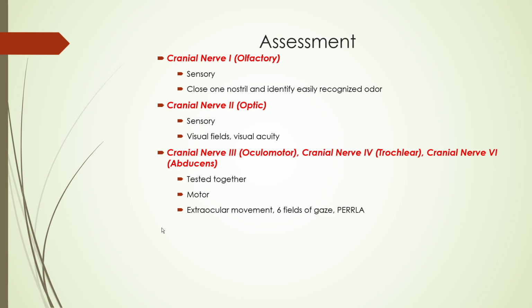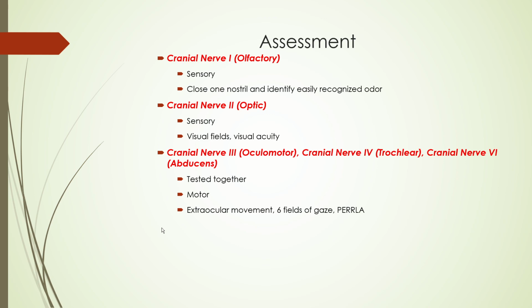So 3, 4, and 6 are typically tested together. They're motor and they are related to the extraocular movements. This is the cardinal fields of gaze, where you have your finger and you move to the 6 different places and have your patient follow your finger just with their eyes. So you're assessing, are they able to do that? Do they have nystagmus, which is a kind of shaking of their eye?